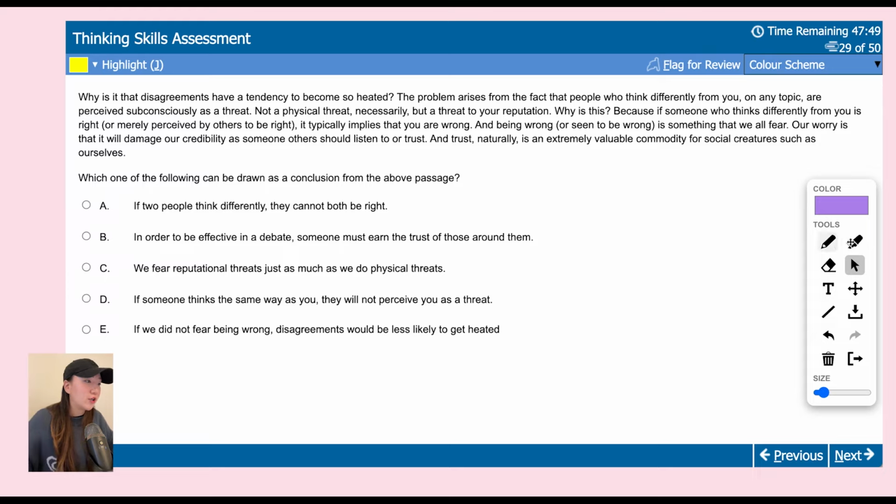Okay, we've got "drawn as a conclusion," which is again super common these days. Let's go through it again. Why is it that disagreements have a tendency to become so heated? Well, they're telling us the problem arises from the fact that people who think differently from you on any topic are perceived subconsciously as a threat. Why is that? Not a physical threat, but a threat to what? Your reputation. Why is that? Because if someone who thinks differently from you is right, or perceived to be right, it implies you're wrong, and being wrong is something that we fear. Why? Because it causes damage to our credibility and our trust, and trust is extremely valuable.